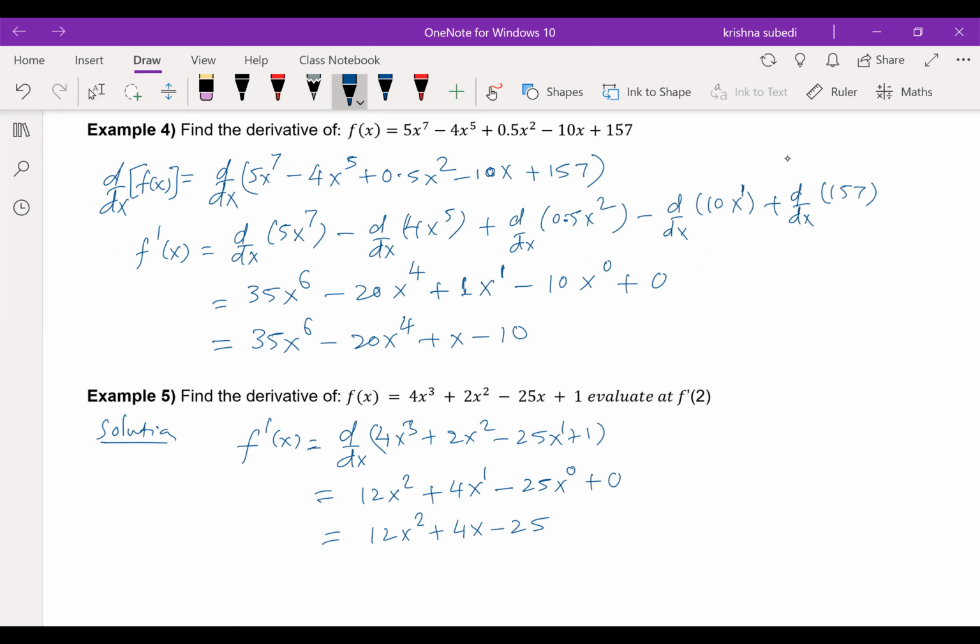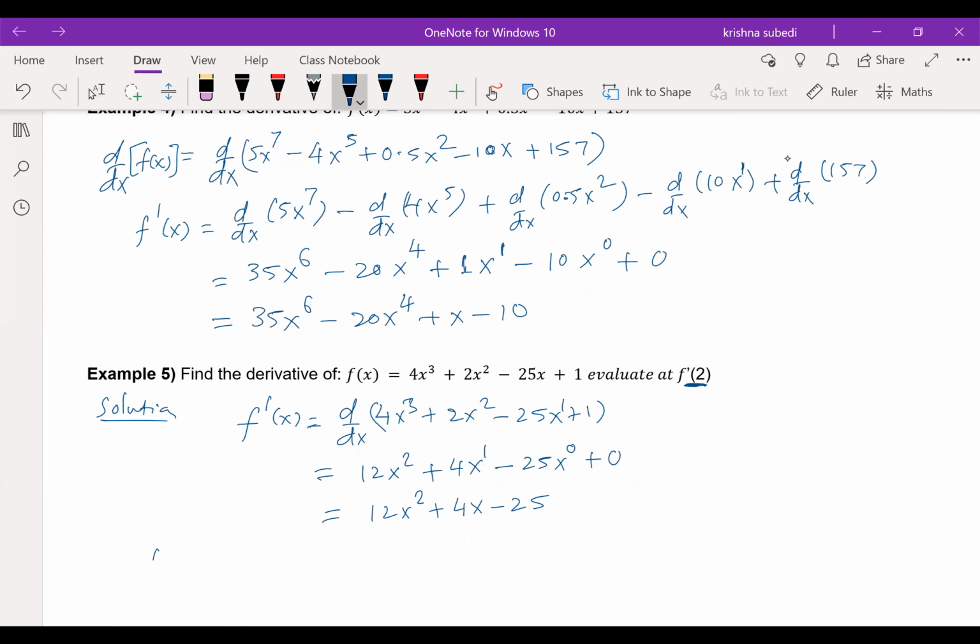And we need to evaluate this when x is 2. So when x equals 2, f prime of 2 is going to be 12 times 2 squared plus 4 times 2 minus 25. And this becomes 31.